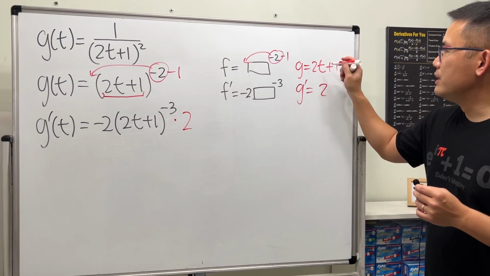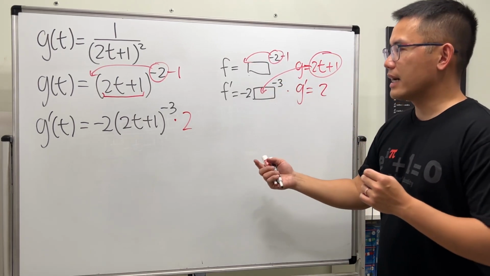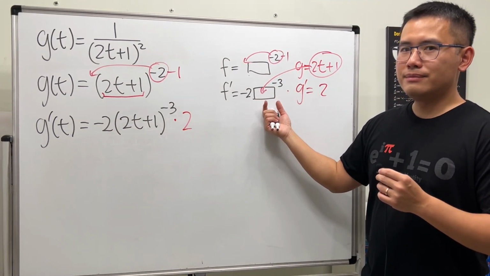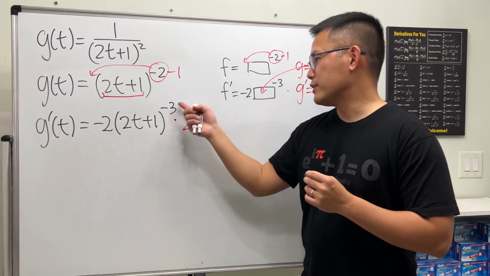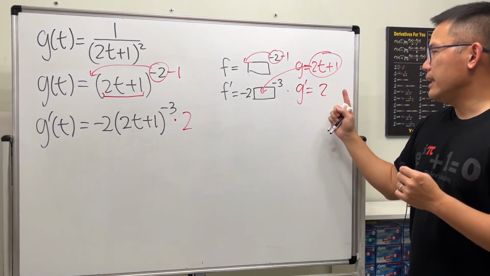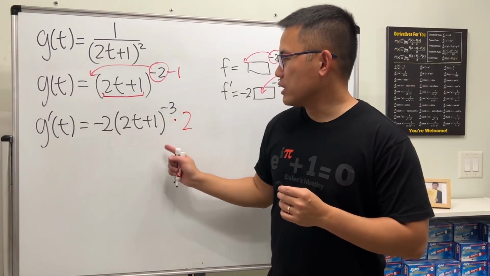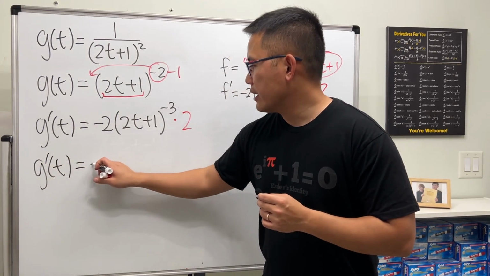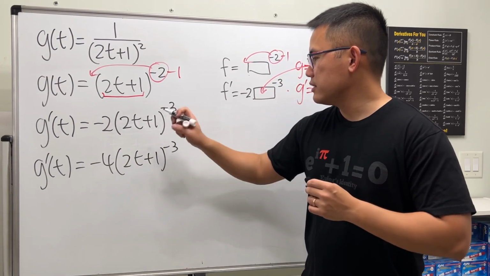Finally, we put this in the box and then multiply. And that's exactly what we have. Negative 2 and this thing in the box. But for the final answer, we write it down in the parentheses and then raise to the negative 3rd power and then multiply by 2. That's pretty much it. And then of course we can multiply these numbers, so I will just say g prime of t is negative 4 times (2t + 1) raised to the negative 3rd power.